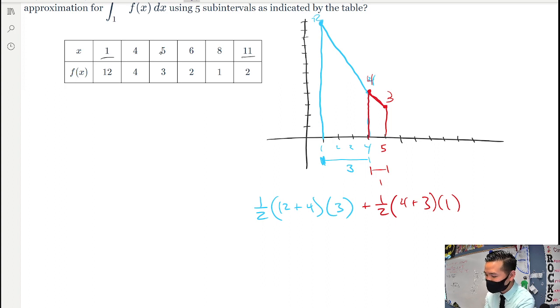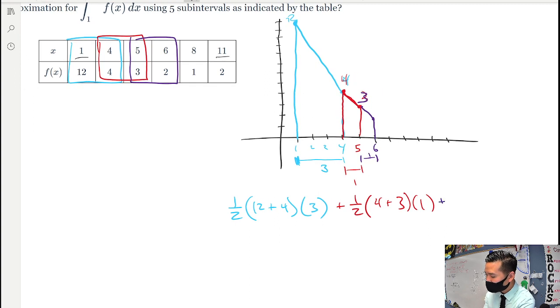Purple, right? Where does purple start? So blue went from here to here. Red went from here to here. Where's purple going? There to there, yes? So it's going to start here at 5. It goes up to 3. And then goes to, what's the next number? 6 and 2, which is right there. What's that width from here to here? 1. So what am I going to add? 1/2 plus 3 plus 2 times 1. Times 1 again. We just keep going.